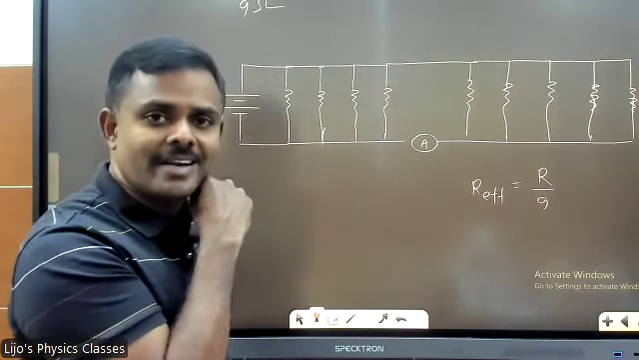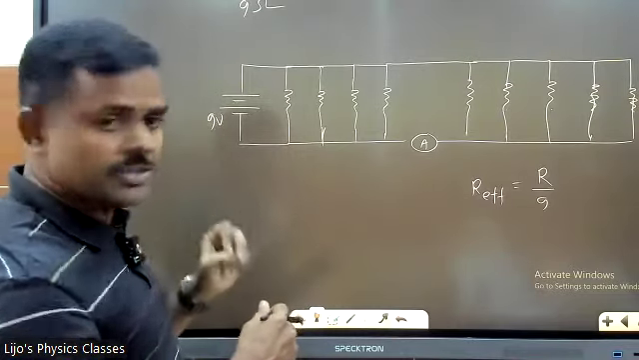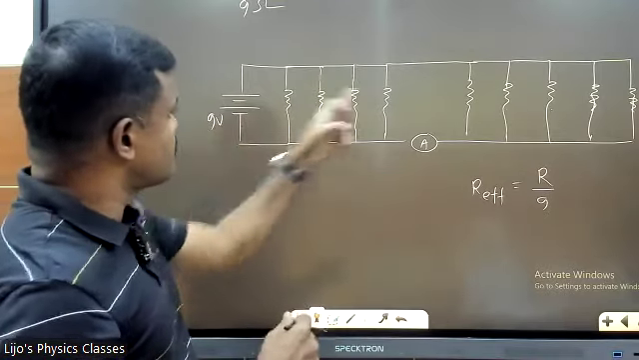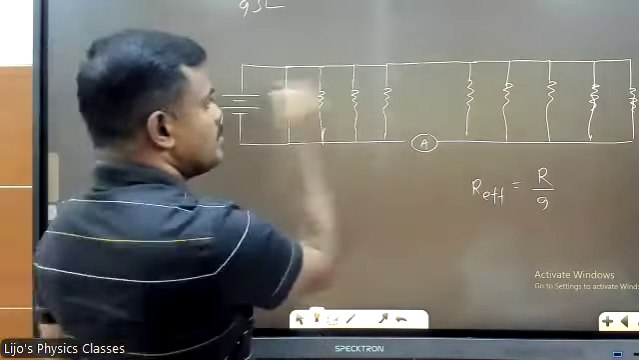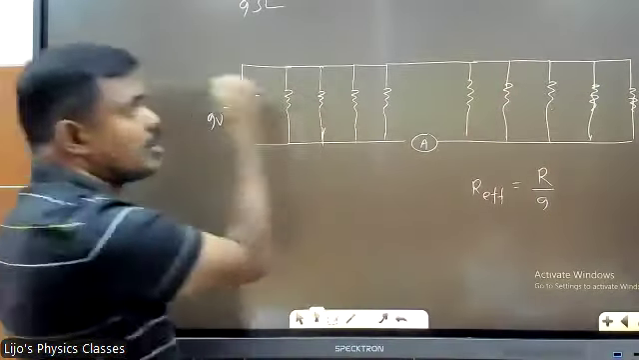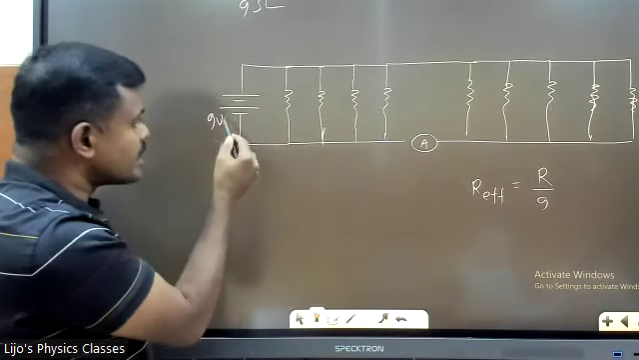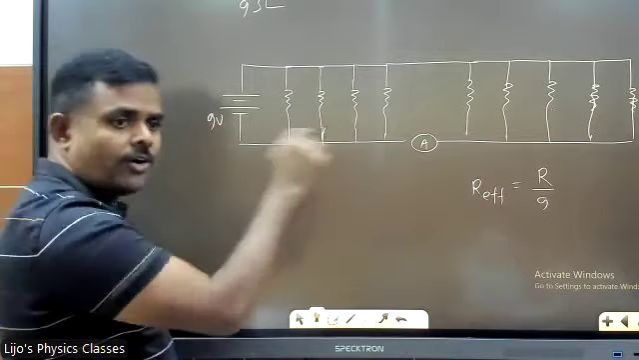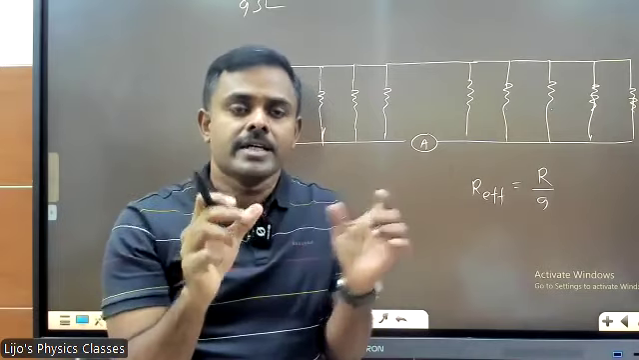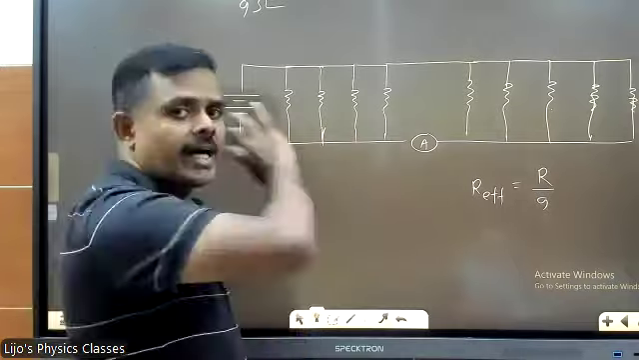How do we know they are in parallel? Because where is the top end connected? Top end is connected to the positive of the cell. Where is the top end of this connected? Positive of the cell. All the top ends are connected to positive. How about bottom ends? Bottom end is connected to negative. Basically all these resistors have their ends connected directly to the terminals. Got it? So all are in parallel.